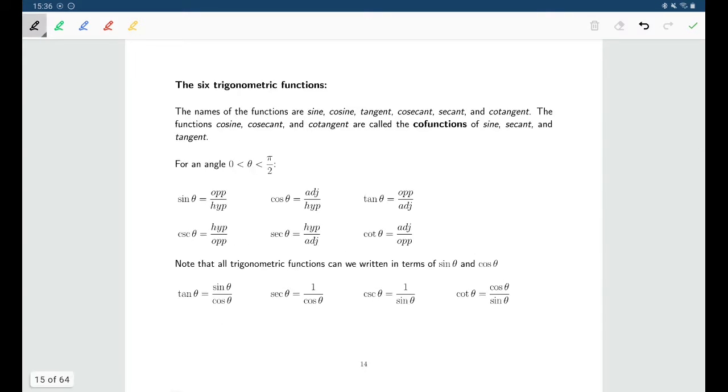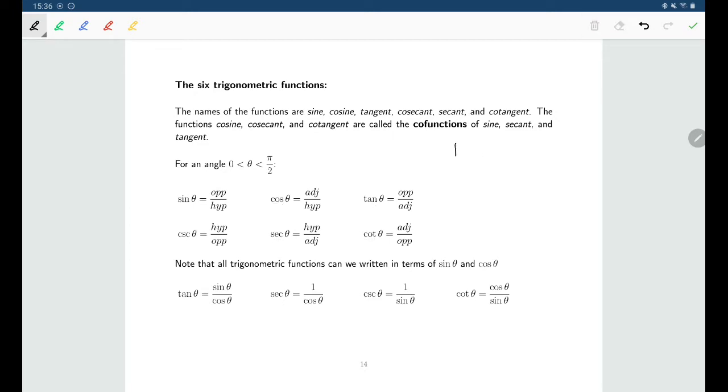So the 6 functions that we're introducing here are called sine, cosine, tangent, cotangent, secant, and cosecant. And for short: sine, S-I-N; cosine, C-O-S; secant, S-E-C; cosecant, C-S-C; tangent, T-A-N; cotangent, C-O-T.